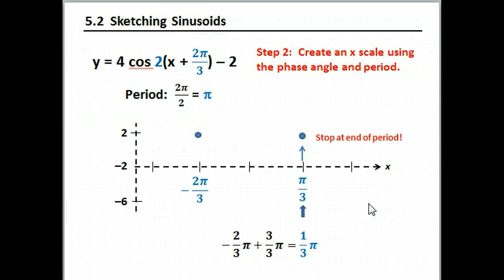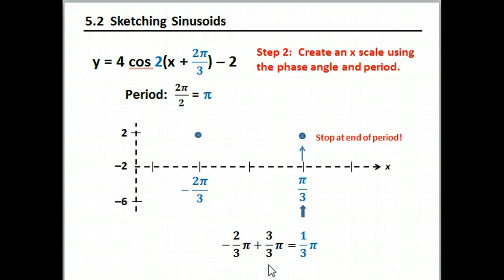Now we have to figure out where we're going to end. So we're going to take our period. We've got a 2 here. We're going to go 2 pi divided by 2, and we get pi. So that means we have to add pi to -2 pi over 3.